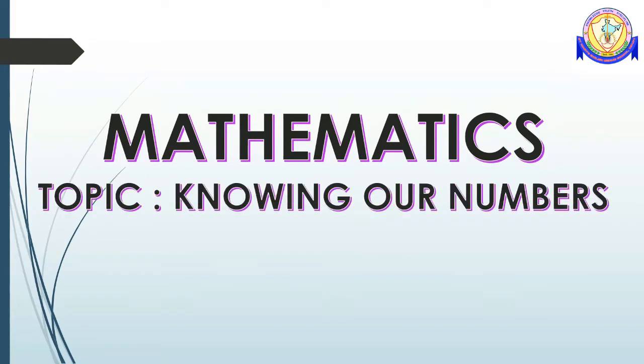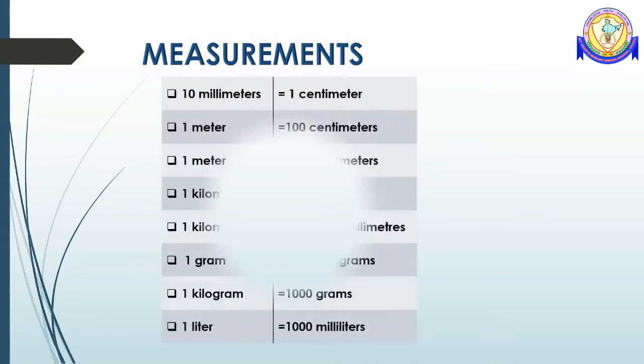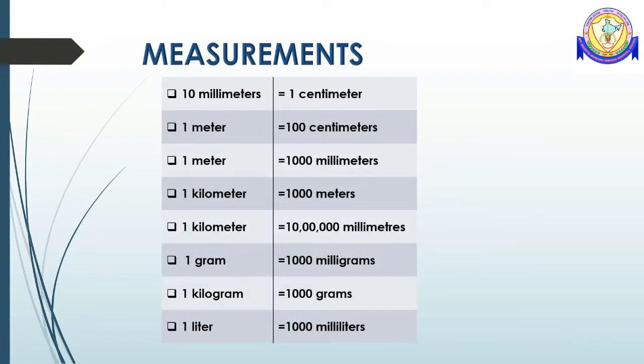Topic: Knowing our numbers. Now we will see the relationship between the measurements. Here you can see the millimeter can be written in terms of centimeter, meter can be written in terms of centimeter and millimeters, kilometer can be written in terms of meters and millimeters, gram can be written in milligrams, kilogram can be written in grams, and finally liter can be written in milliliters.